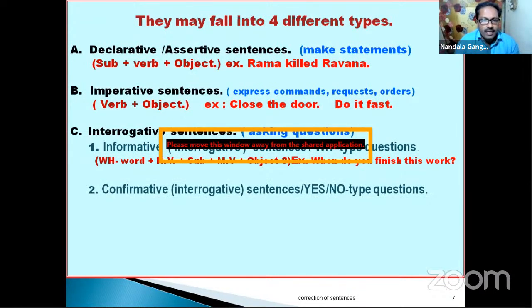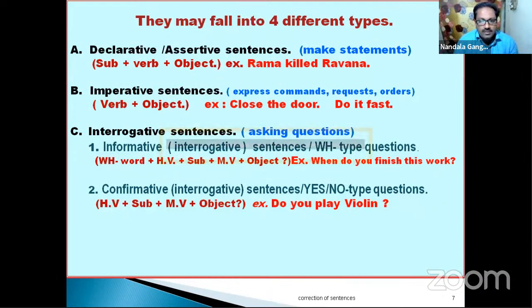Then the second type in the interrogative sentences is confirmative sentences. These are also called yes or no type questions. Here is the structure of the confirmative sentences. These sentences start with helping verb plus subject plus main verb plus object. Helping verbs may be do, does, did, am, is, are, was, were, have, has, had. Modal verbs like can, may, might are also used as helping verbs when we want to ask questions.